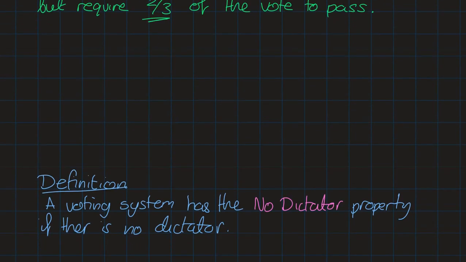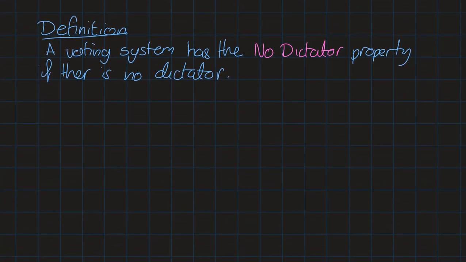Okay, the last fairness principle which I want to talk about in this video is a very simple one. It's just called no dictator. A voting system has the no dictator property if there is no dictator. It almost seems stupid to write this down, but this is what it is. Obviously all of the voting systems which we've spoken about so far have the no dictator property, apart from the dictatorship voting system. The dictatorship voting system does not have the no dictator fairness principle. But I'm not going to waste my time writing that down because it's so obvious.